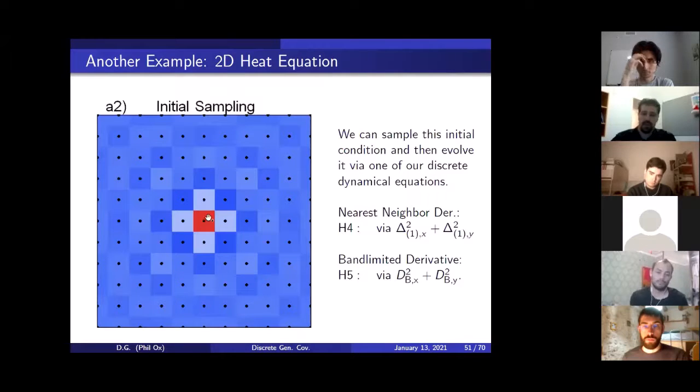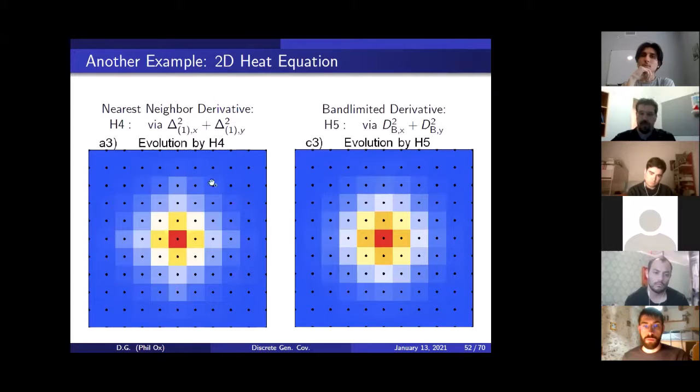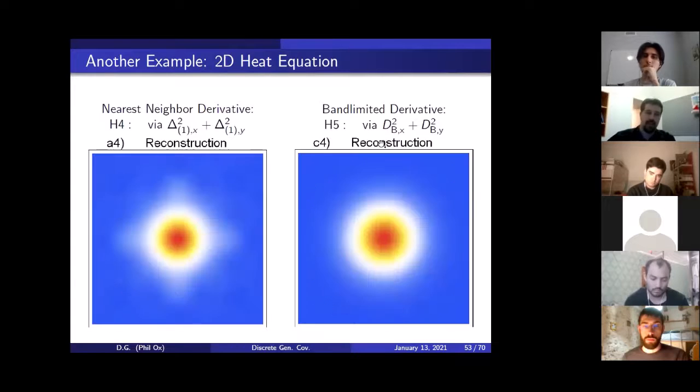Right? So we can take this initial sampling, and then we can evolve it either by H4 or by H5. And those would yield different values at different times in the future because the dynamics are different. In each of these cases, we can do a reconstruction back to the band limited function at the end. In this first case where we did H4, we see that the state's no longer rotation invariant. We've got these spikes coming off the sides and bottom here. Whereas in the H5 case, it remains rotation invariant at the end of the day.